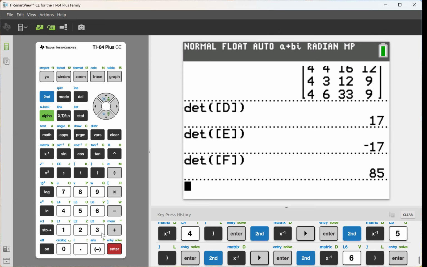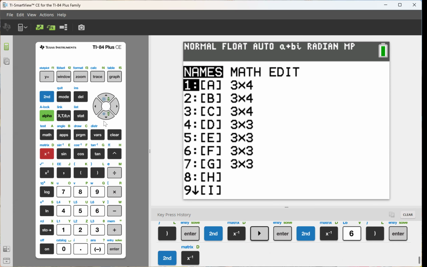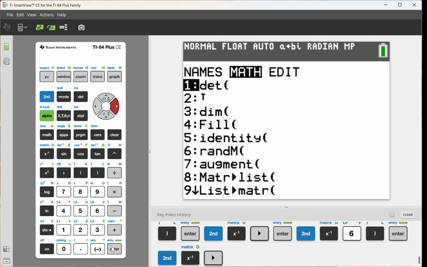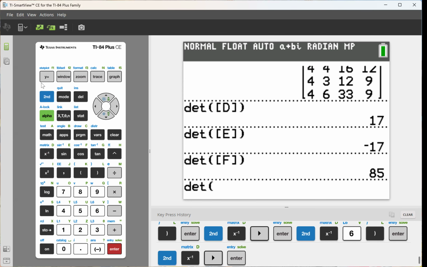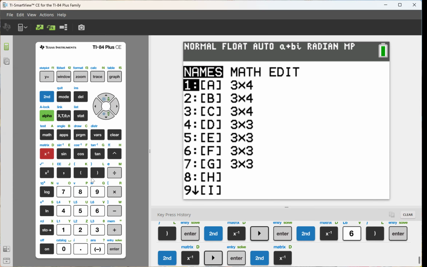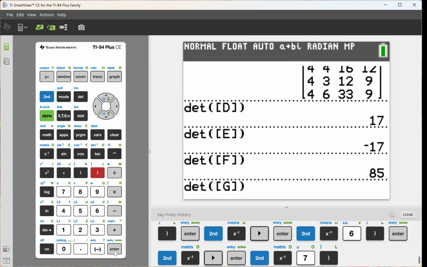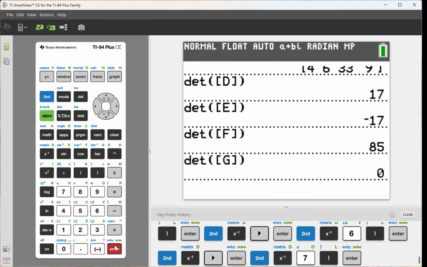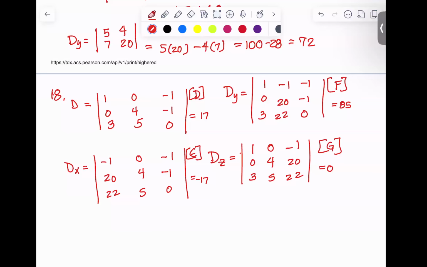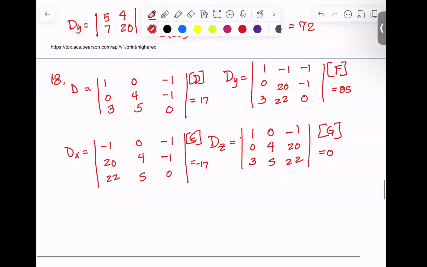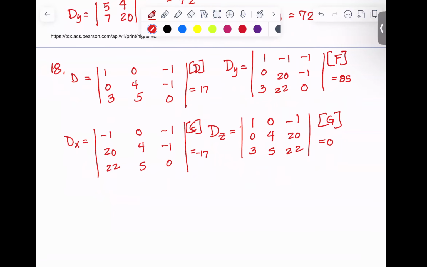And then last but not least, the determinant of matrix G. So we go back to our matrix menu, go to math. Number 1 is determinant. I'm going to find the determinant of G. And I get 0. Well, that's good. All right. So now let's go back to my piece of paper. So I wrote all these determinants down, what the value is. Now to find x, y, and z.